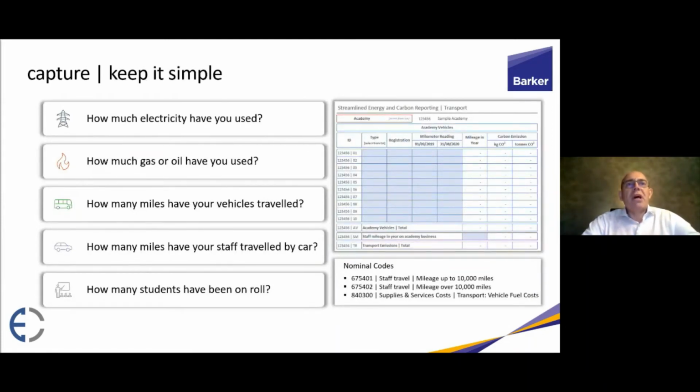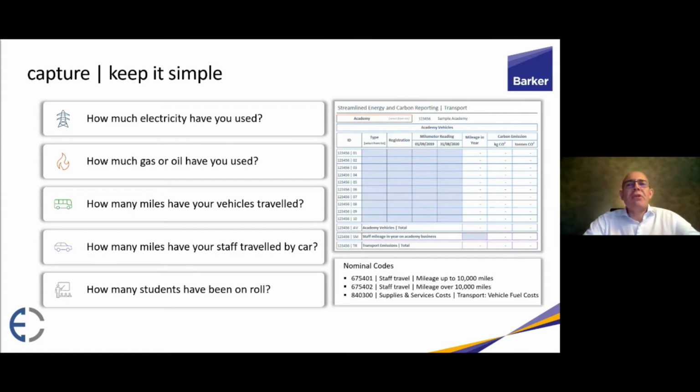How much energy have you used? How much gas and oil have you used? How many miles have your vehicles travelled? These are the simple things. There are two ways that you can look at this. One is doing a big data capture exercise. The other is looking at whether you have the data already through solutions you have in place. One of the trickier ones to do is vehicle usage, and what we've tried to do here is look at how many vehicles you've got and how you capture that data. And once you've started to capture it, it's probably easier to do.